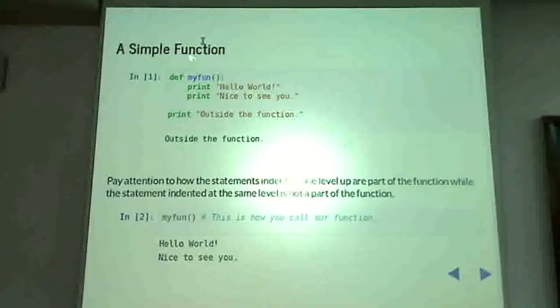Why? Because this process only created the function. The function is not executed unless you explicitly call it. Whereas this print doesn't belong to the function, so this gets executed and you get this output. Okay? So how do I call myfun? Just type the name, put a pair of parentheses and press the enter key. And this function gets executed, and that's why you see hello world, nice to see you.